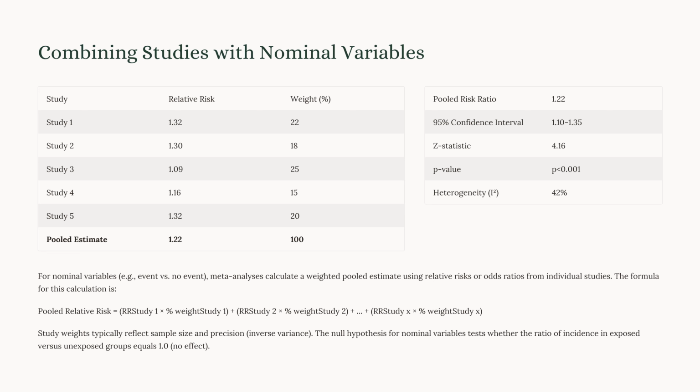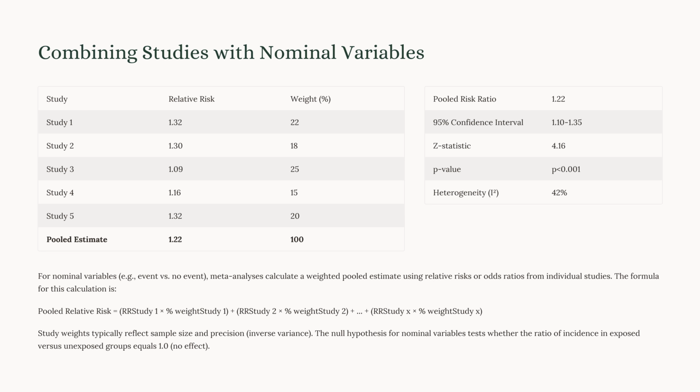They get different weights depending on the sample size and precision of their estimate within each individual study, which is then used to calculate the pooled estimate, or the average effect across all studies. You can see the weight equals 100, and the pooled estimate is 1.22, which is not an exact average of the relative risks because it's weighted for each study.